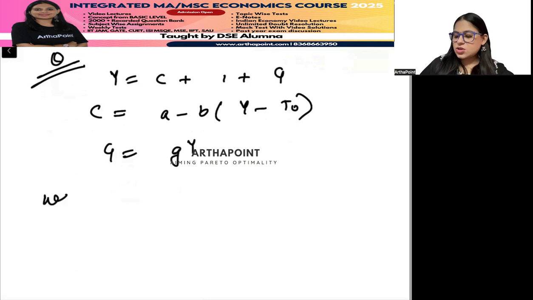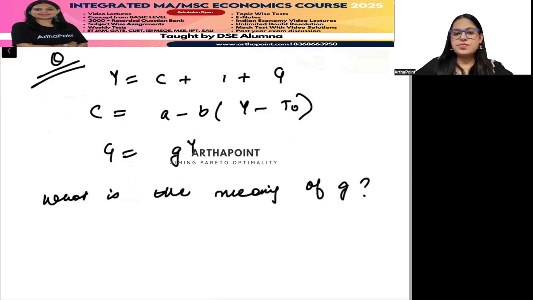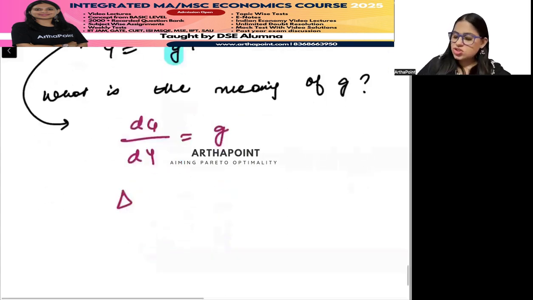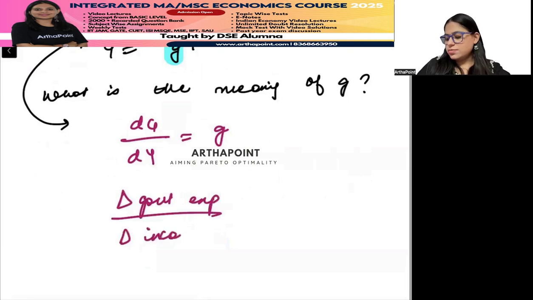And then they were asking you what is the meaning of g? What is the meaning of g? तो हमें ये बहुत clear है that the meaning of small g is nothing. तो अगर मैं यहाँ से एक बारी देखूं तो I will be able to find out that dg by dy is small g. That means change in government expenditure due to change in income is small g.